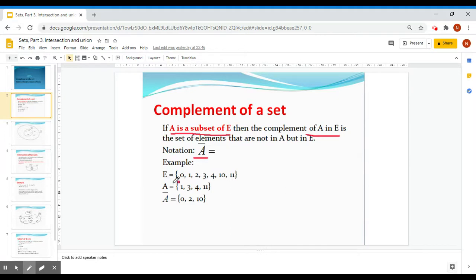And here's an example. This is set E, and these are the elements of E. And this is set A, and these are elements of A. So a very important condition should be that A should be a subset of E. And the elements of E that are not in A are 0, 2, and 10. So these elements are in E but not in A. So this is the set of the complements of A in E, which are the elements of E that are not in A.